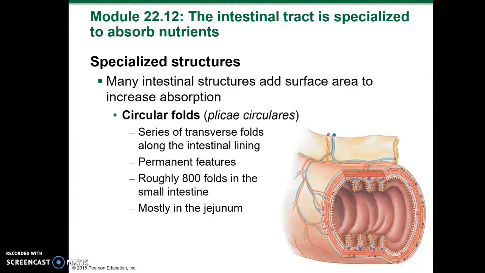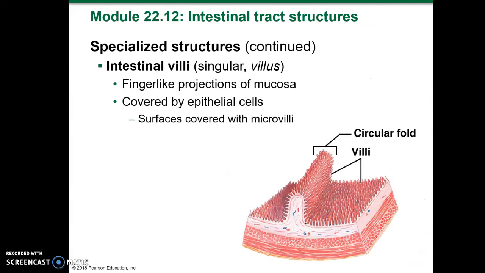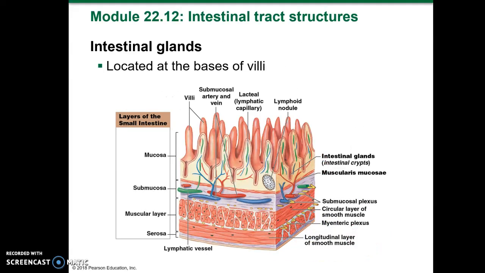It's a permanent feature. There are roughly 800 folds in the small intestine, and most of this is in the jejunum of the small intestine. Intestinal villi are finger-like projections of the mucosa, covered by epithelial cells. Surfaces are covered with microvilli, so even smaller projections, and the intestinal glands are located at the bases of the villi.